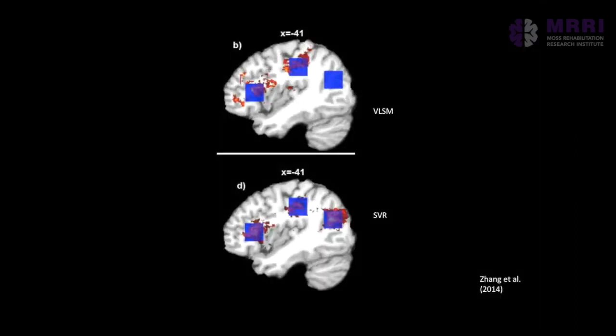So this is a figure from Zhang et al. 2014, where they first introduced the SVR. So if you can see, this is with synthetic lesion data. These blue boxes are where the relationship between lesion and behavior is supposed to be. As you can see, the top box is the VLSM, and the bottom is the SVR. So if you look here, the VLSM is actually missing where the synthetic data said there should be a relationship, but with the SVR, they're capturing it. And Zhang also goes through this similar exercise with actual data, not just simulated data, and shows that the SVR captures some of these smaller, more difficult to detect clusters, whereas the VLSM misses them.